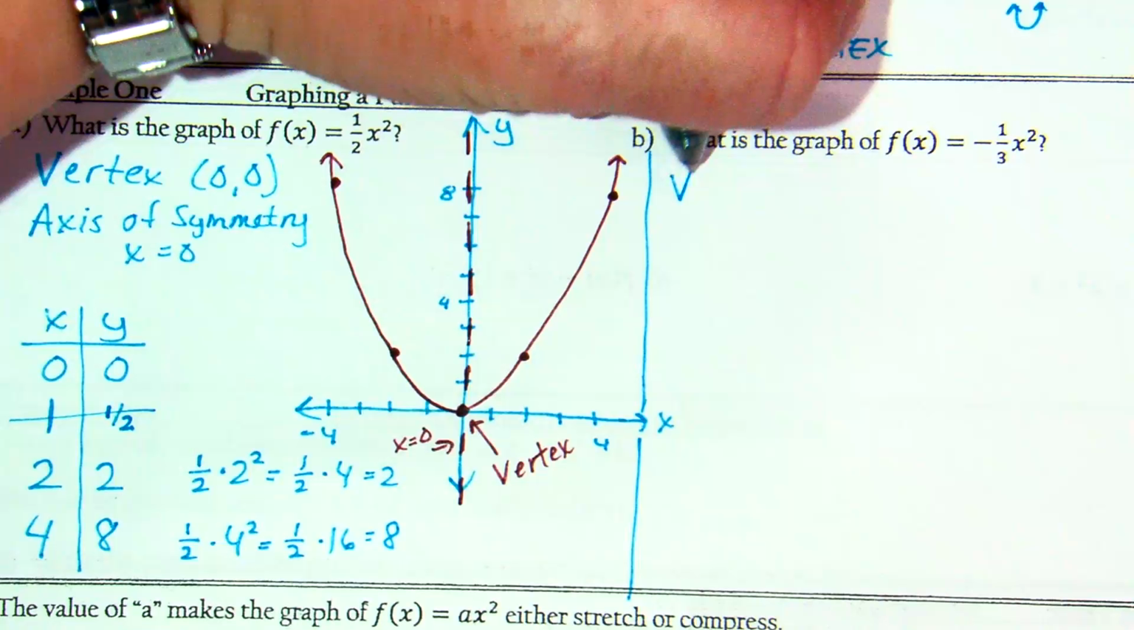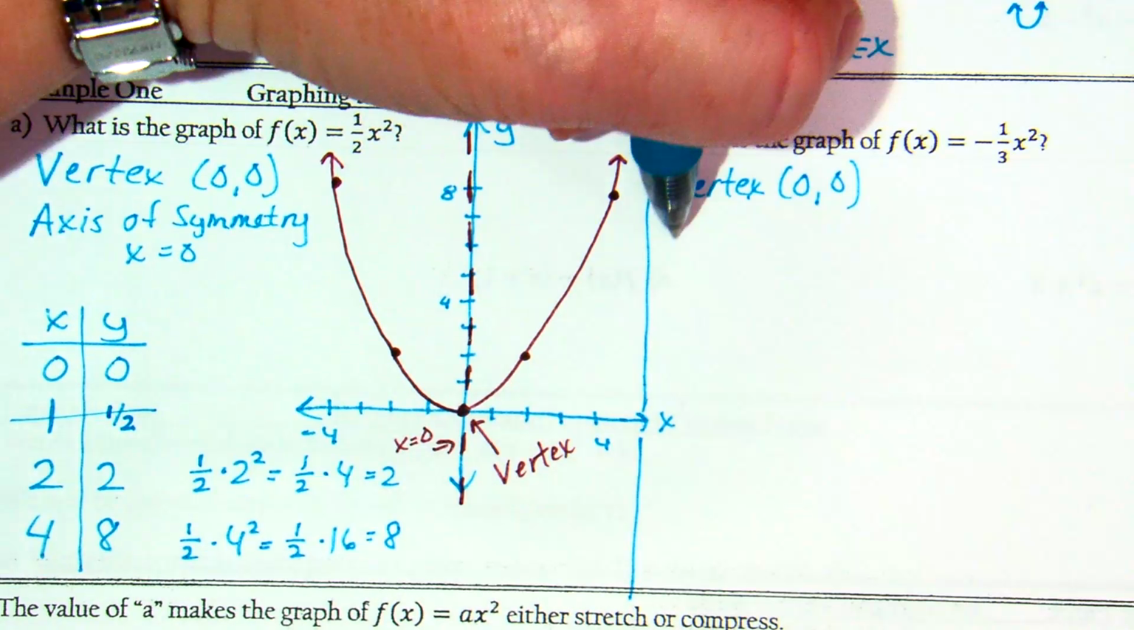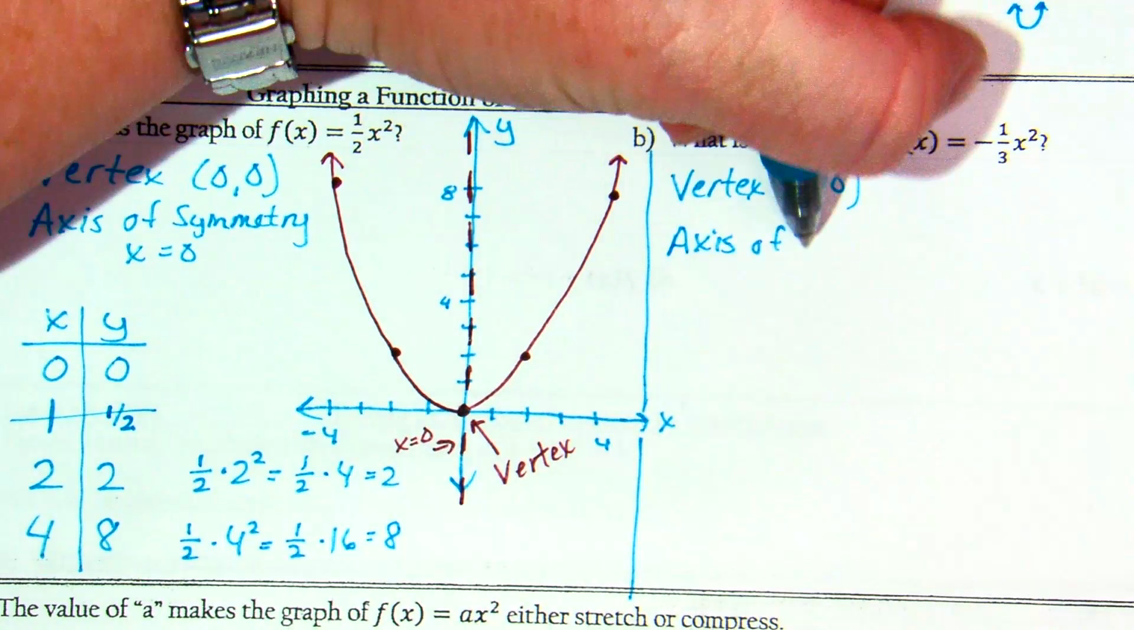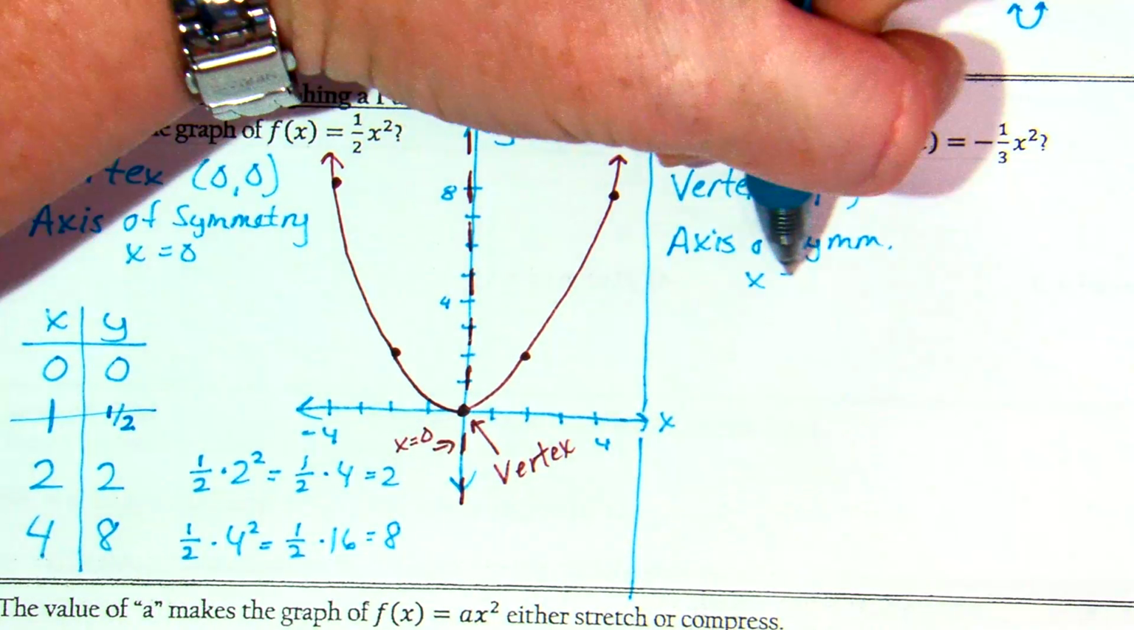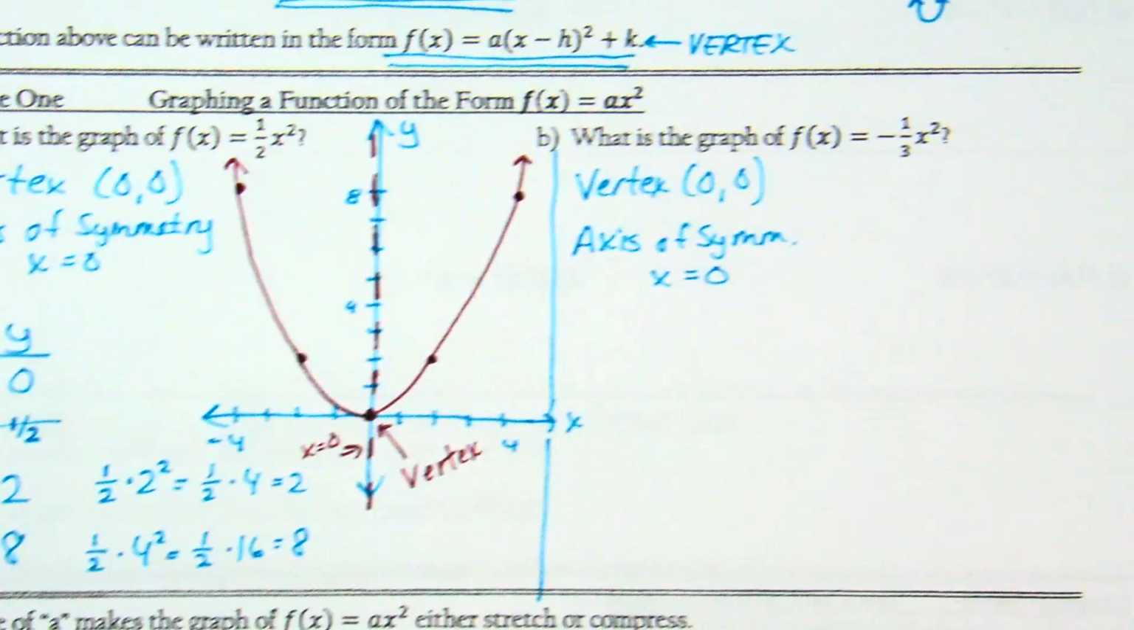I know my vertex is 0, 0. If my vertex is 0, 0, what must be my axis of symmetry? X equals 0. Here's another hint: your axis of symmetry is always x equals the x value of your vertex. Since the x value of my vertex is 0, that makes it x equals 0. So axis of symmetry, x equals 0.